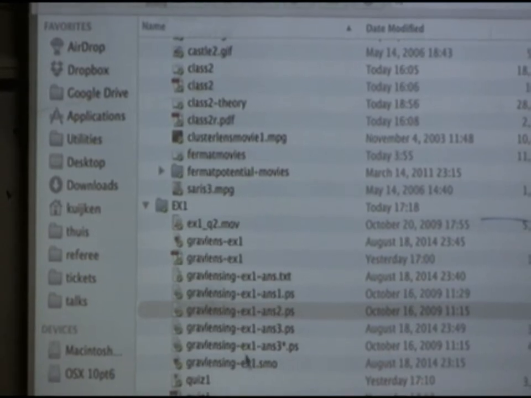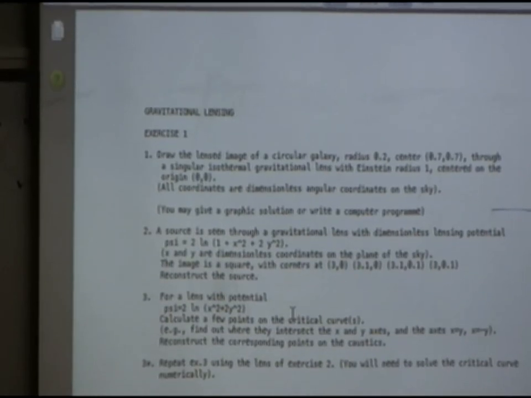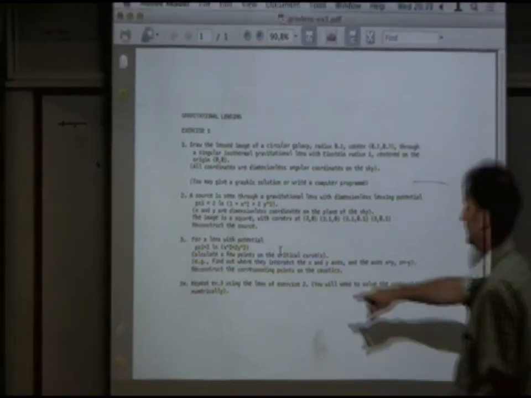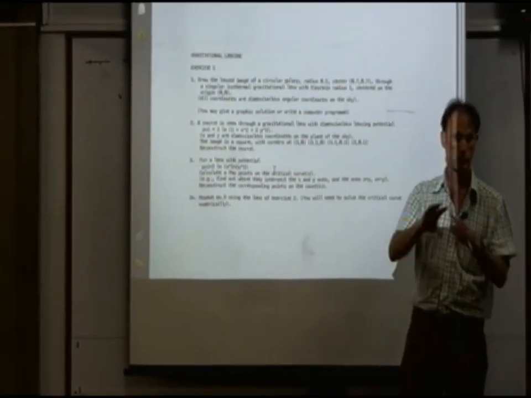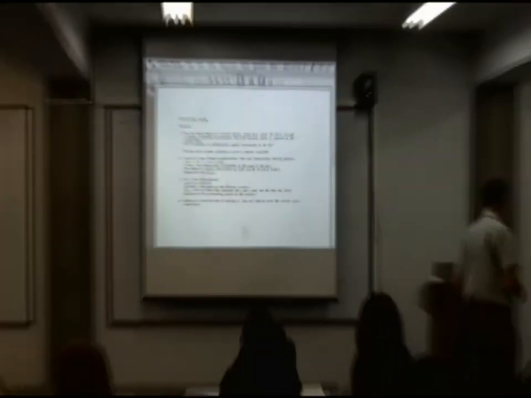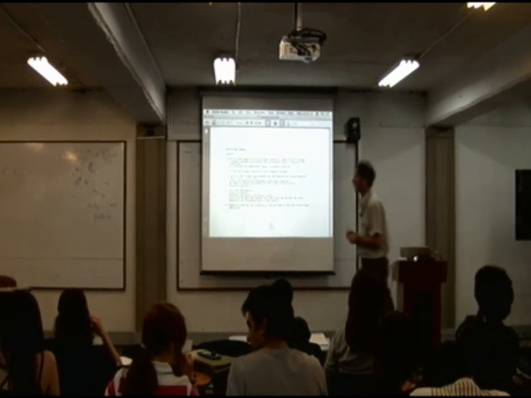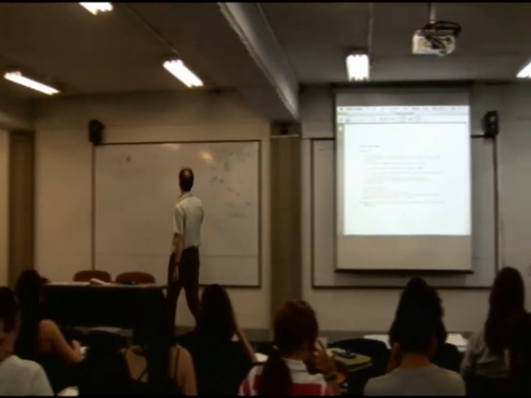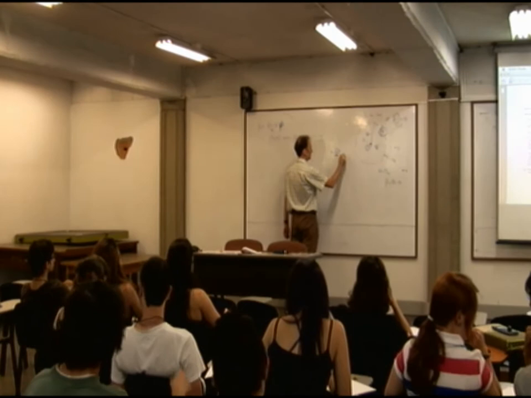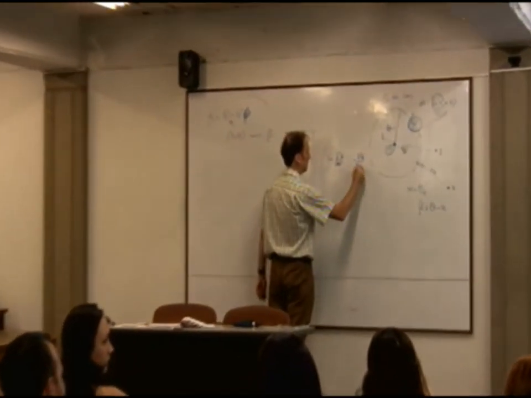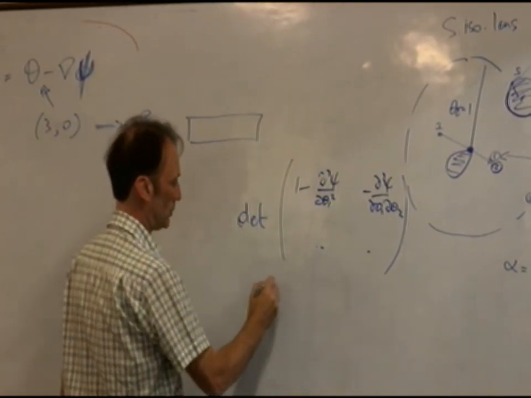And then question 3. Question 3 was a lens potential. It was an elliptical potential, right? X squared plus 2y squared you have here. And the question is, what do the critical curves look like and what do the caustics look like? This is simply the calculation we did yesterday, where you work out the distortion matrix, 1 minus, and you take the determinant of this matrix equal to 0 to find where the critical curve is.